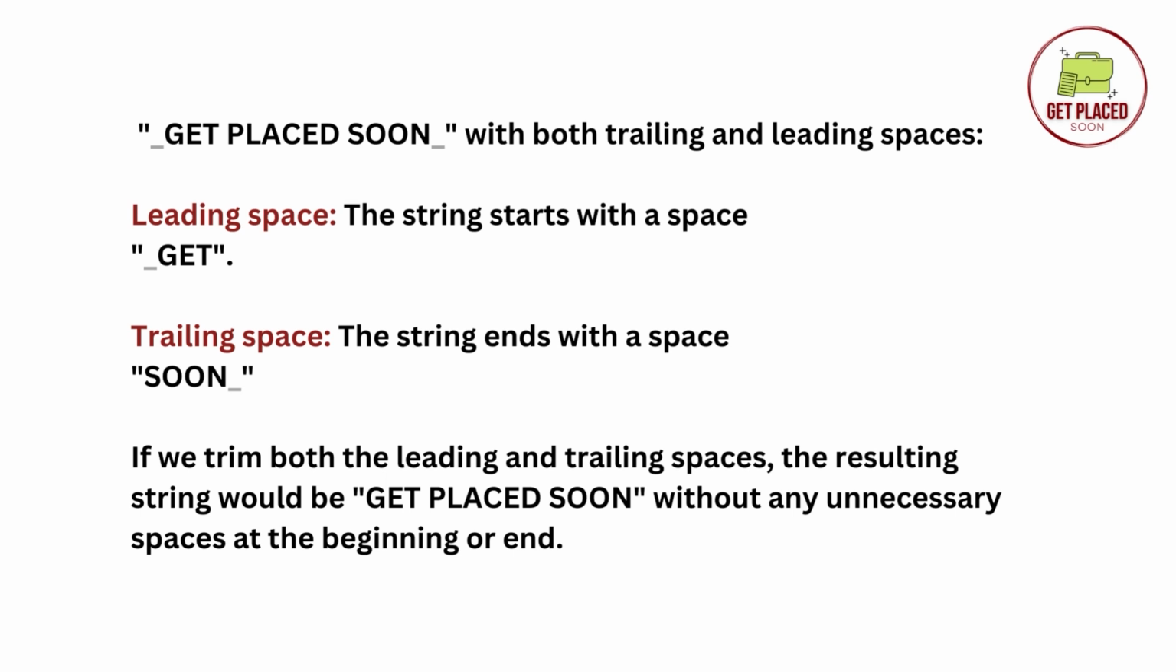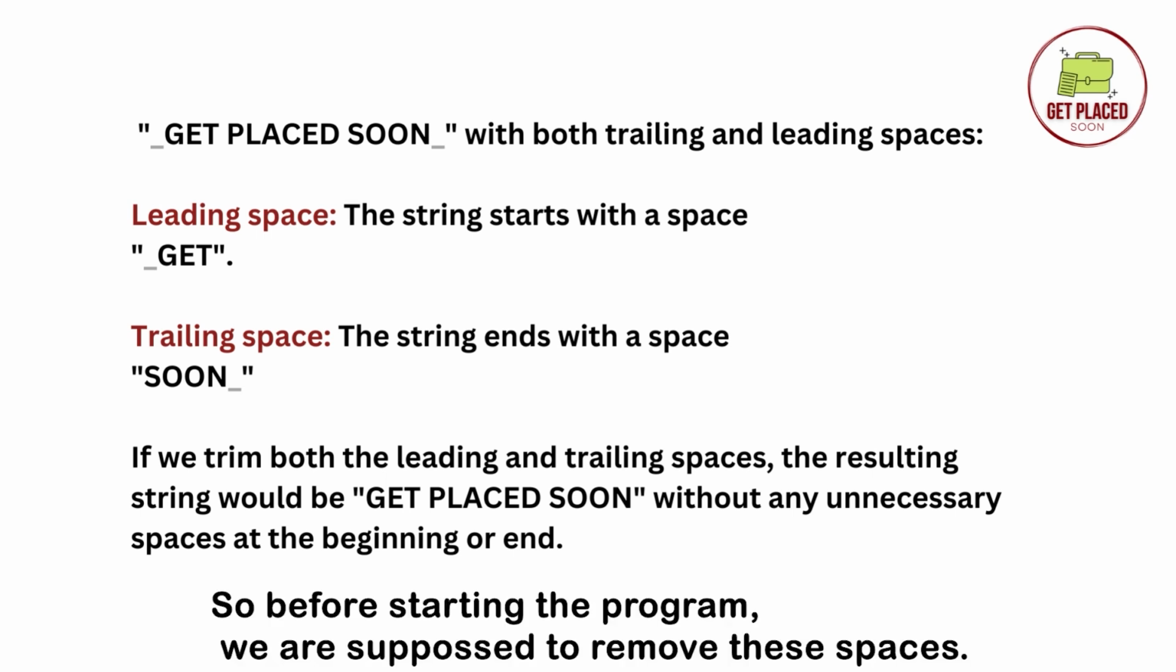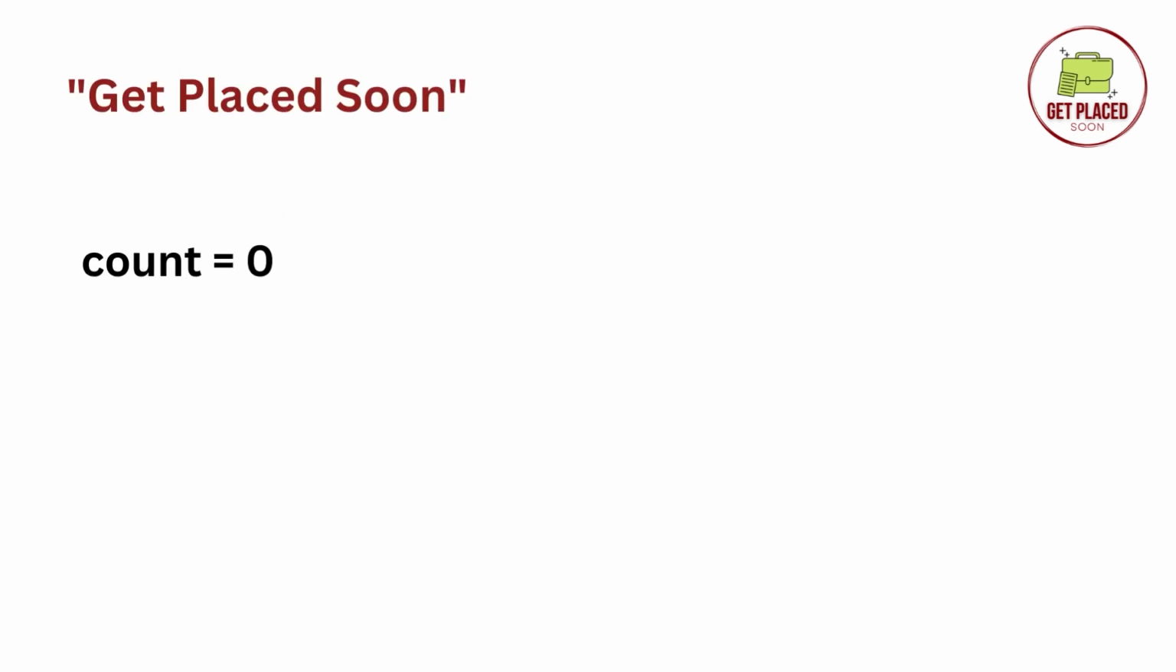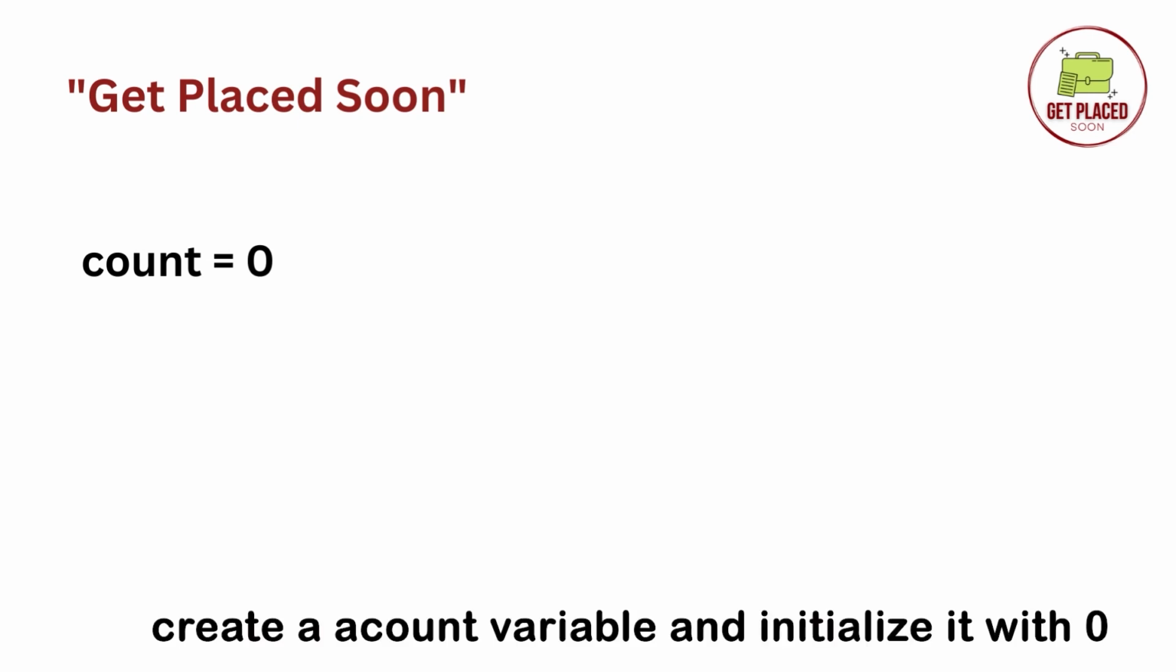So we can trim the leading and trailing spaces with the inbuilt function trim, and the resulting string will be "get placed soon". So we will not get any difference in the output of the program, right? So before starting with the program, you are supposed to remove leading and trailing spaces. After removing the trailing and leading spaces, the string would look like this: "get placed soon", without spaces at the starting and the ending.